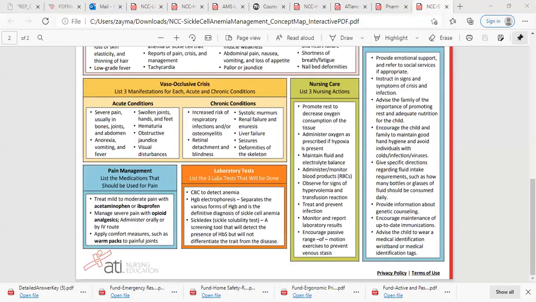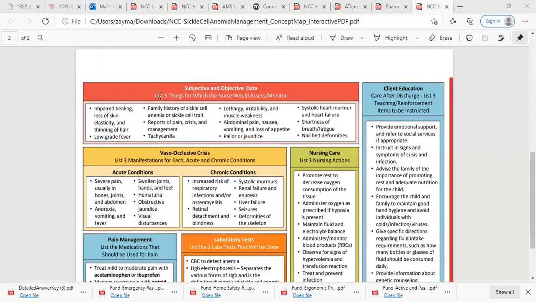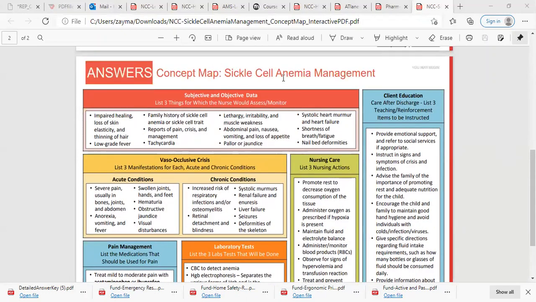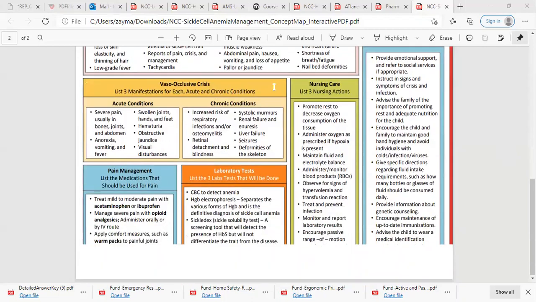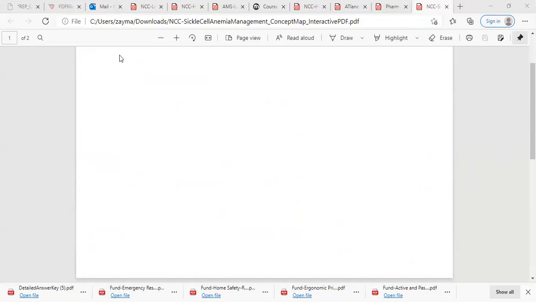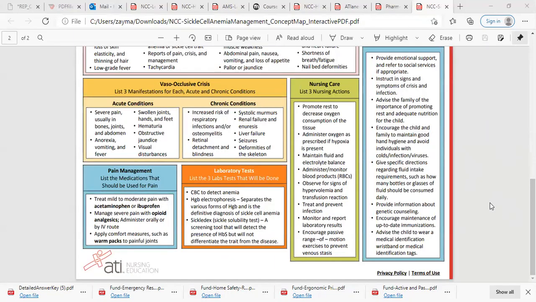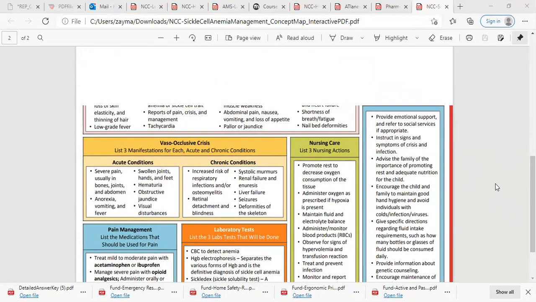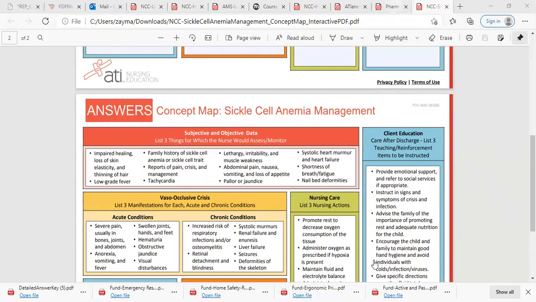I think I already posted it in Moodle. If I did not, here is an already made concept map on sickle cell anemia. It tells you about the signs and symptoms, client education, nursing interventions. So if it's not uploaded in Moodle right now, I'll upload it on the break. But that will help some of you who need to remediate on sickle cell from the proctored exam, because I know all these ATI books have very limited information.